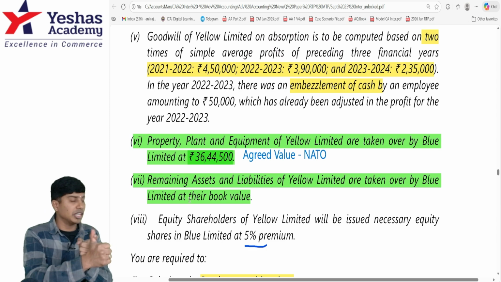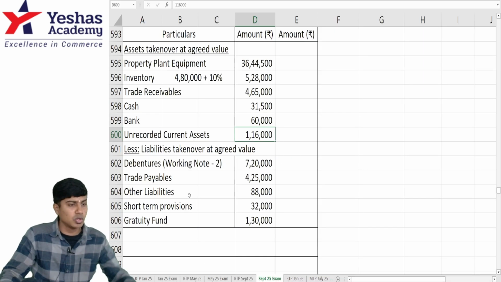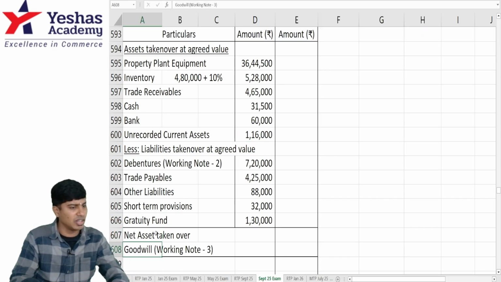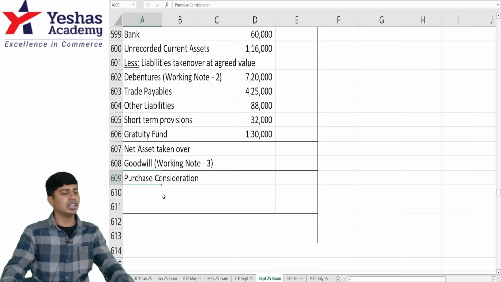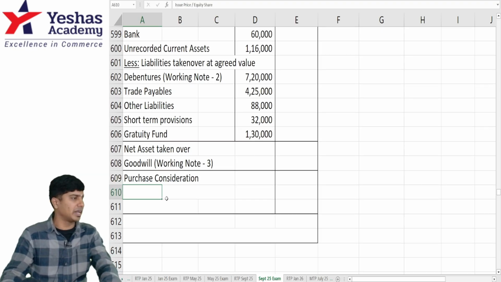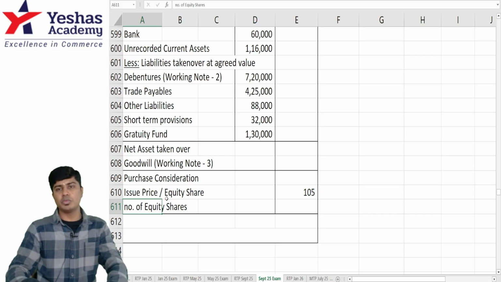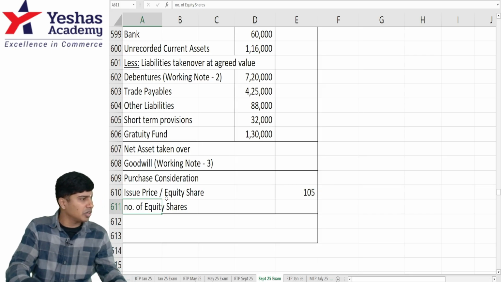I should compute goodwill. Once I compute goodwill, I'll add it to NATO, what I'll find here. Once I add goodwill, I'll get purchase consideration. This if I divide by issue price, which is nominal value of 100 plus 5% premium, 105, I'll get number of shares to be given as PC. I hope everybody got this.